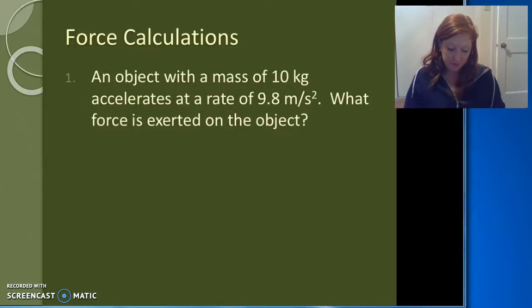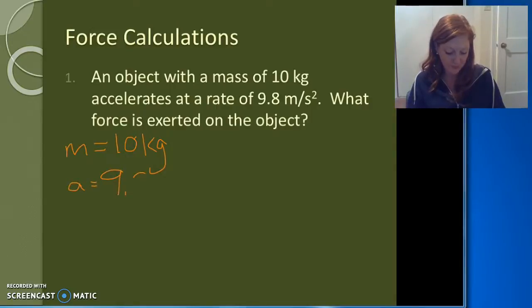Now that we learned a new formula, we're going to try a practice problem, of course. We start every practice problem, no matter what, by writing down our givens. In this one, mass is 10 kilograms. Ooh, my stylus is awful. Sorry about that. And we have an acceleration here of 9.8 meters per second squared. And we're asked, what is the force on that object?